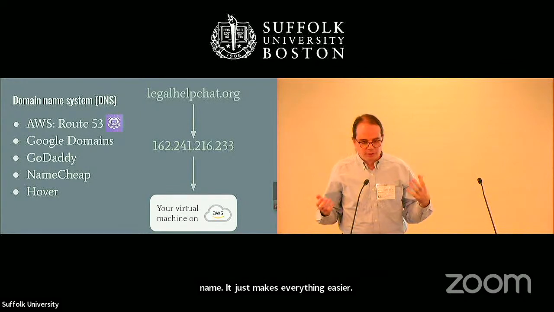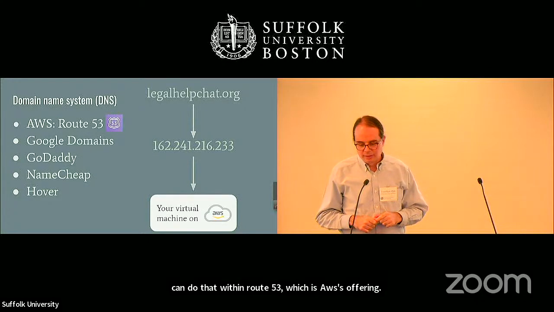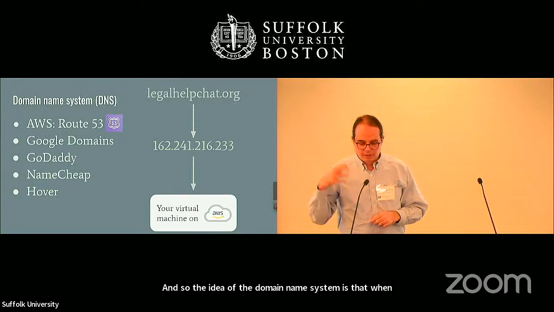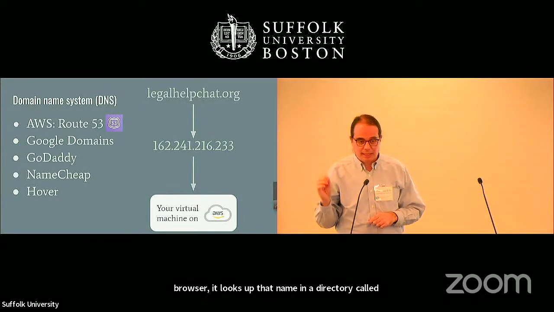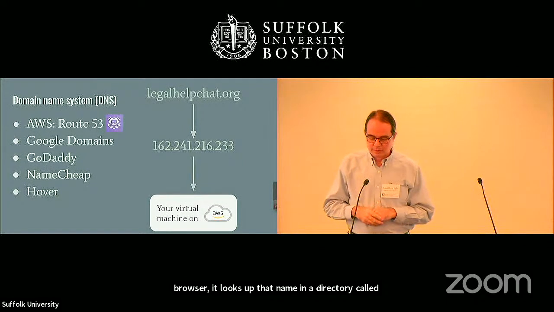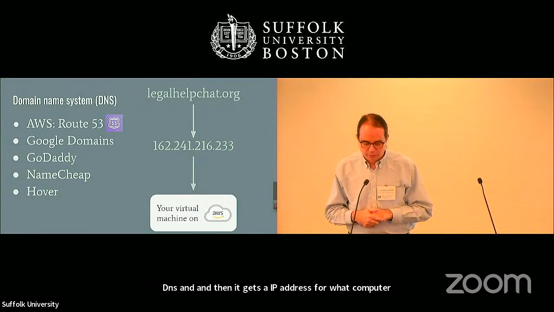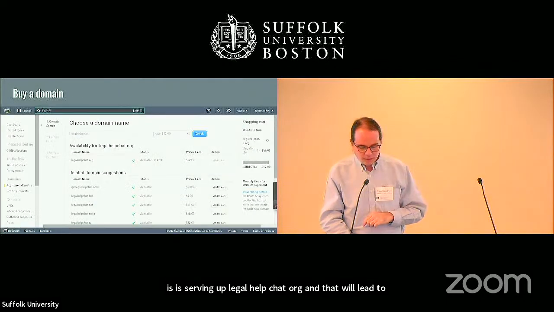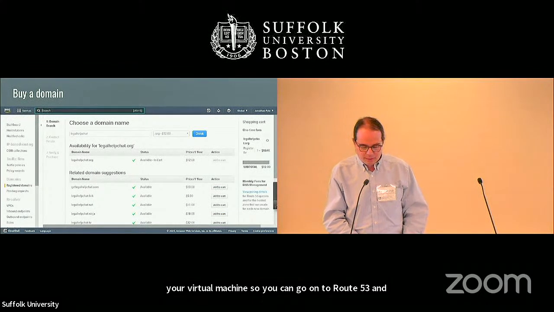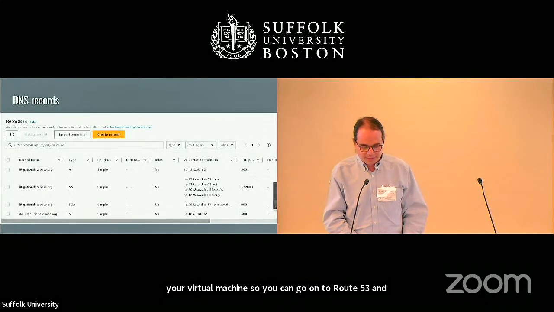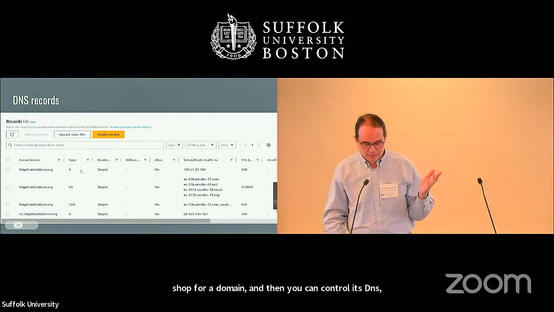And so the idea of the domain name system is that when somebody goes to legalhelpchat.org in their web browser, it looks up that name in a directory called DNS, and then it gets an IP address for what computer is serving up legalhelpchat.org, and that will lead to your virtual machine. So you can go on to Route 53 and shop for a domain, and then you can control its DNS entries. So this is one that I own, Litigation Database.